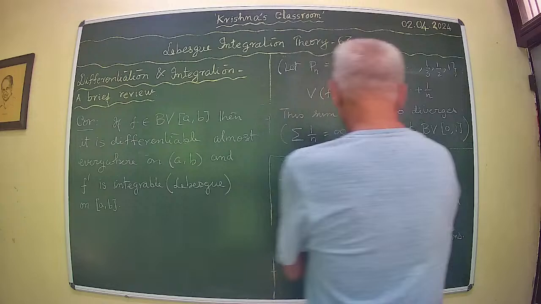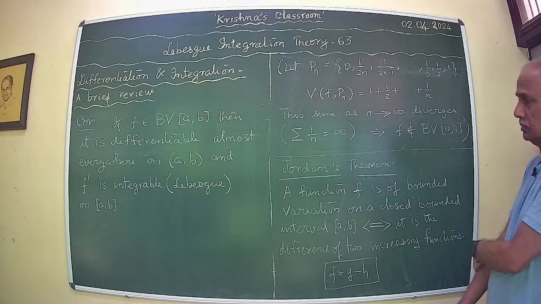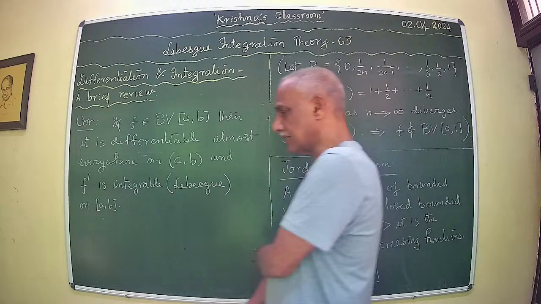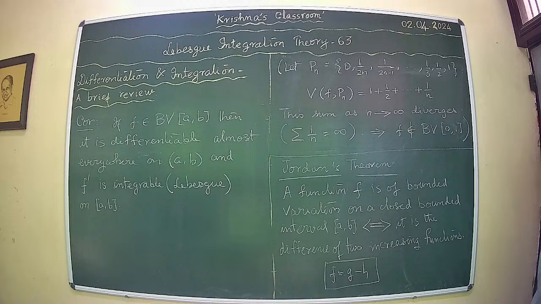If f is a function of bounded variation on the closed bounded interval [a, b], then we infer that it's a difference of two increasing functions. On the other hand, it's a very powerful theorem. It goes either way. If a function is the difference of two increasing functions, then it is a function of bounded variation. So it's a characterization of the functions of bounded variation. And it's a very deep result by Jordan. It's known as Jordan's theorem.